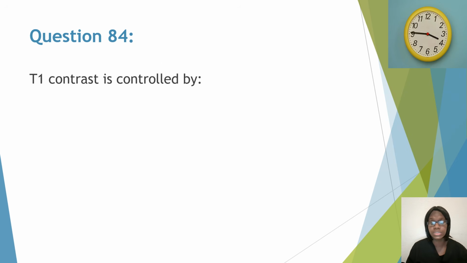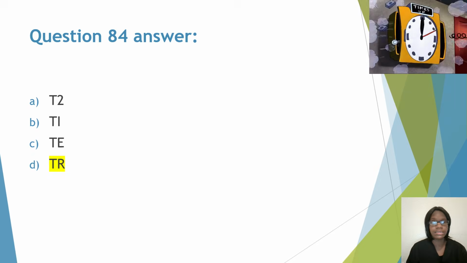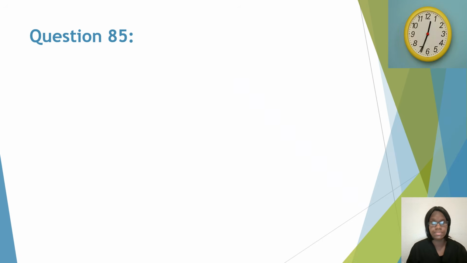T1 contrast is controlled by A, T2, B, TI, C, TE, D, TR. All right, the correct answer is D, TR.